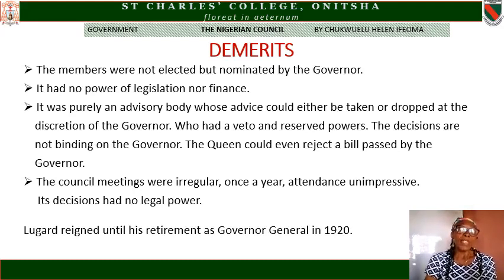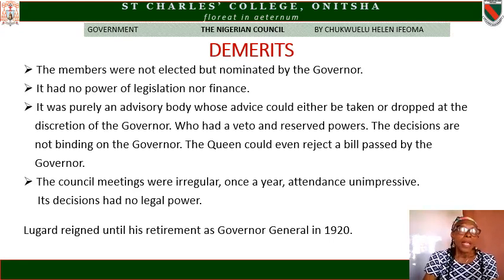Lastly, the council meetings were irregular. They met only once a year. Attendance was unimpressive. Its decisions had no legal power. Lugard reigned until his retirement as Governor-General in 1920 and was succeeded by Sir Hugh Clifford, who introduced the Constitution of 1922.